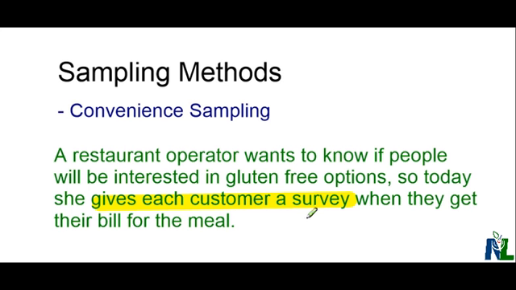She could use people that are not in her restaurant that day. She could have a survey go out to the general population in mailboxes or something like that. But because these people are there in her restaurant, they're convenient to her. That's why it makes it a convenience sample.